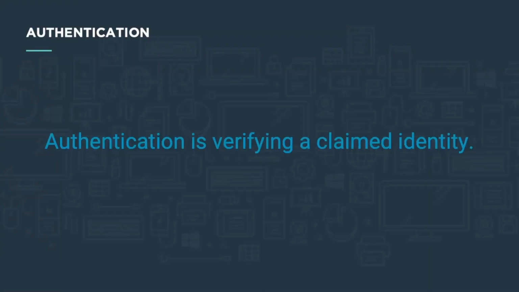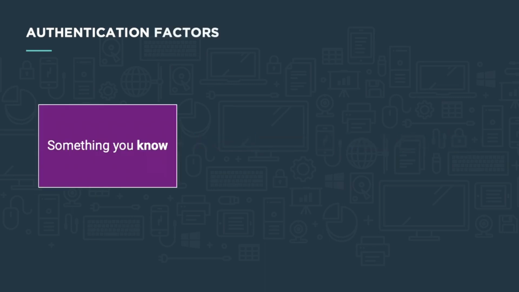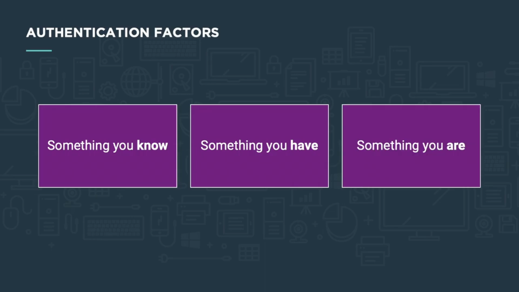In this video, we'll discuss authentication. Authentication involves verifying a claimed identity. To verify an identity, we need some unique information or data that could only come from that individual. Three main factors are used in authentication: something you know, something you have, and something you are.